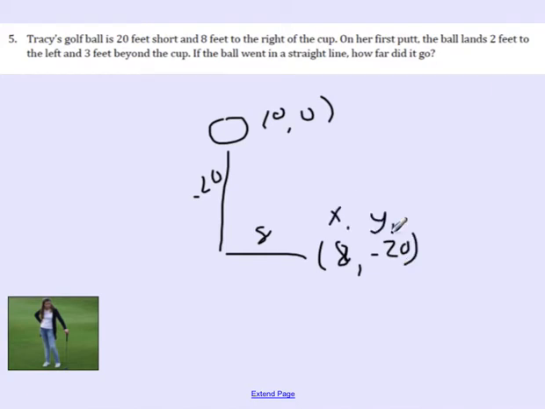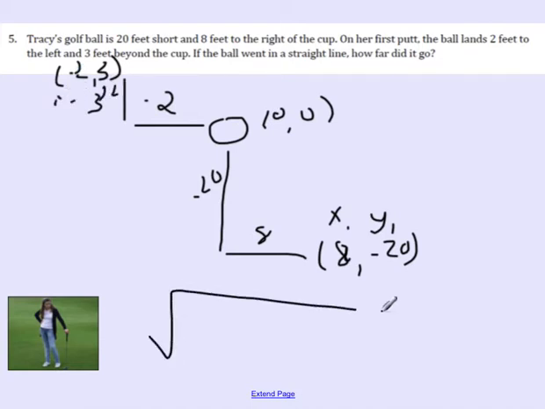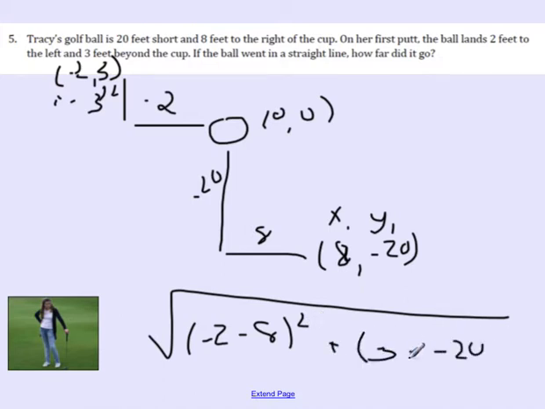And then when she hits it, it lands 2 feet to the left. Now left is negative, and up is positive. So we want to do how many we went over and how many we went up. And this will be our x2 and our y2. So now we want to plug it into the distance formula. So what I have here is x2 minus x1, quantity squared, plus y2 minus y1. So that's going to become plus a positive when we subtract that out.